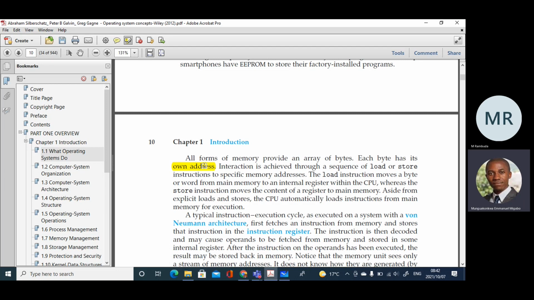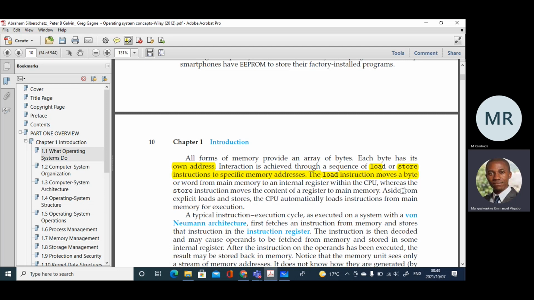Okay, interaction is achieved through a sequence of load and store instructions to specific memory addresses. So the load instruction is what we call the read instruction. At the end of the day, it's about reading from memory. The store instruction is about saving to memory, or the write instruction. The load instruction moves a byte or word, which we call the word length, from main memory to an internal register within the CPU. So we read from memory to a register of the CPU. Whereas the store instruction moves the content of the register to main memory.